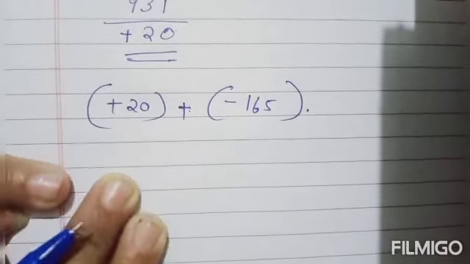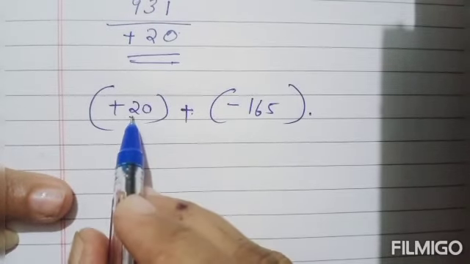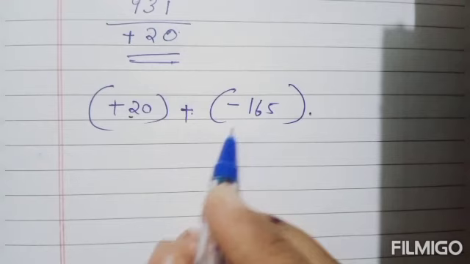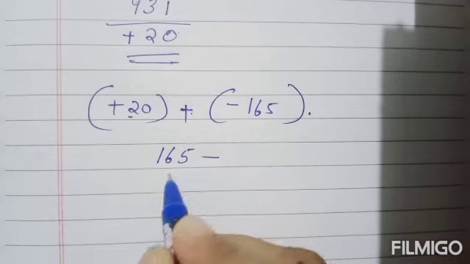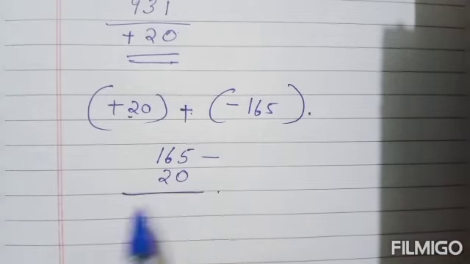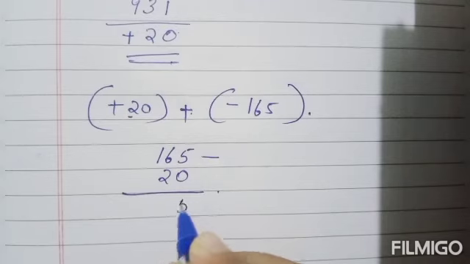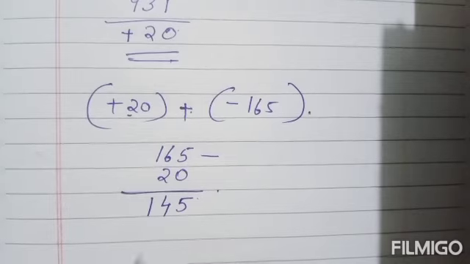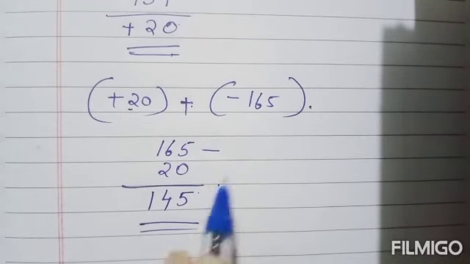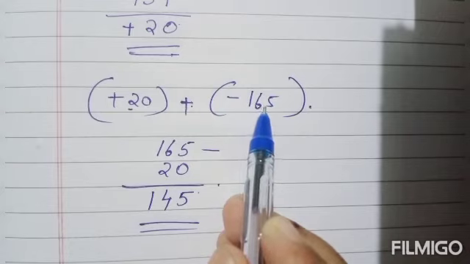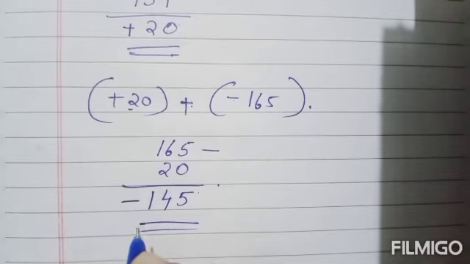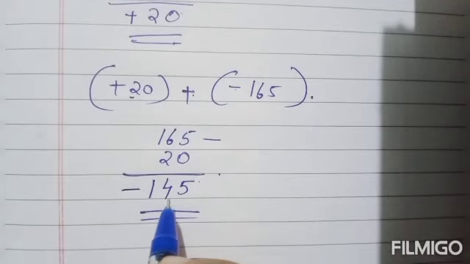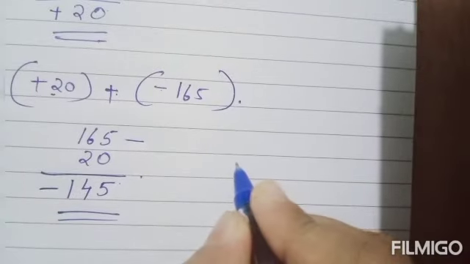Okay. Now again addition of a positive integer and a negative integer. So what to do? Do the subtraction first. Greater integer minus smaller integer you can do first. Okay, 165 minus 20. So what will you get? 145. Now what will be the sign? Here 165 is the greater integer. Its sign is minus. So in the answer also minus sign will come. Okay. So the final answer is minus 145.